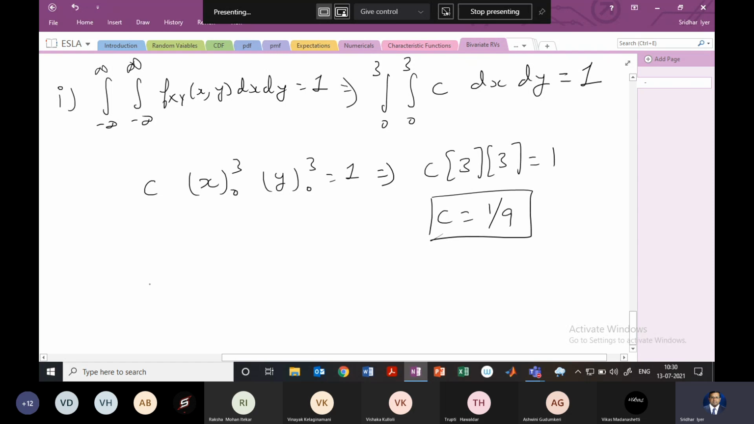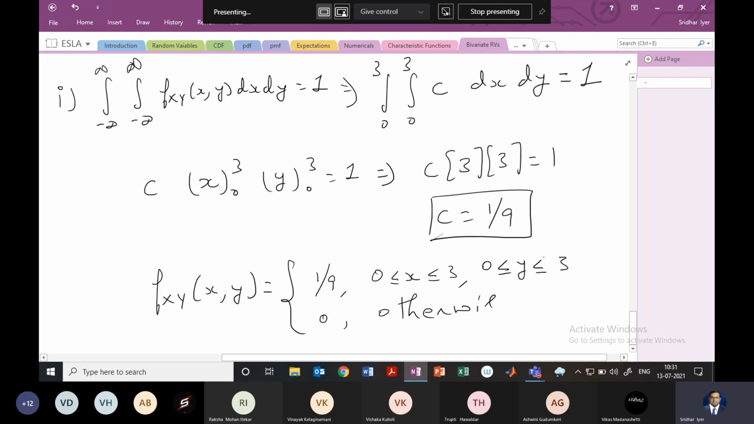So writing the PDF again, fxy of x comma y. Now I'll put in the value of c, which is 1 by 9, and this 1 by 9 value is for x between 0 and 3, for y between 0 and 3, and it is 0 otherwise. I hope this was clear. Is anyone else getting this value? I think there's not much to check there.